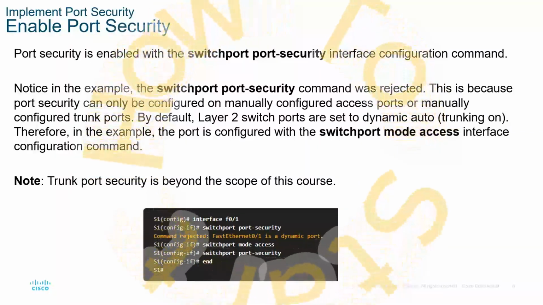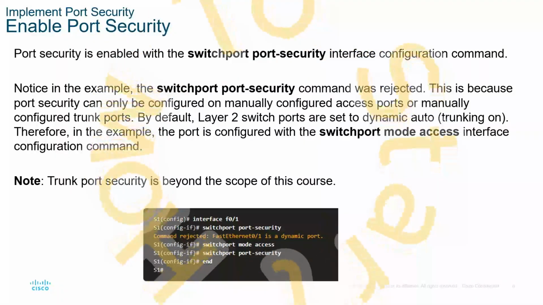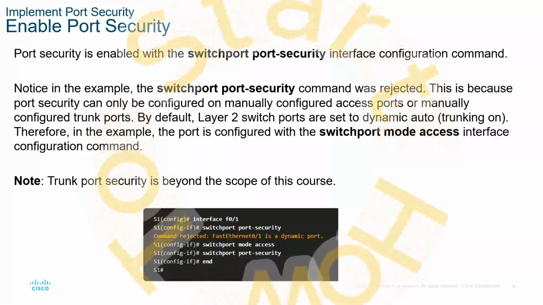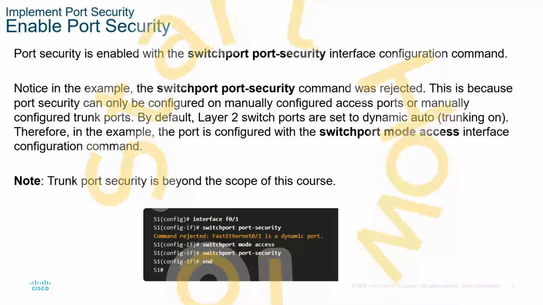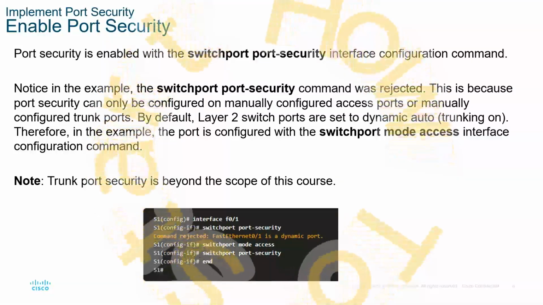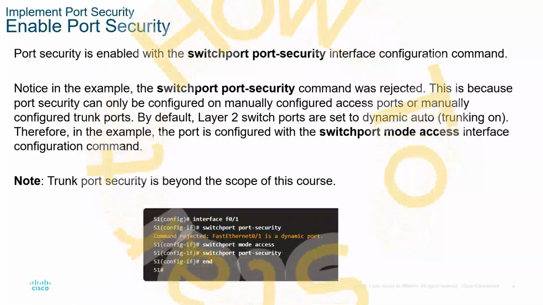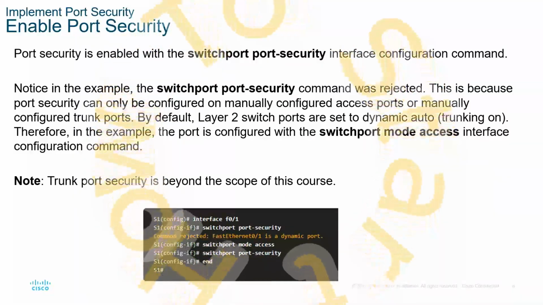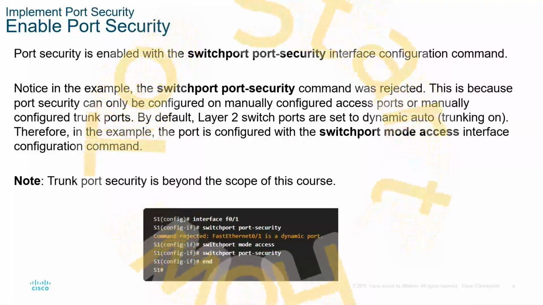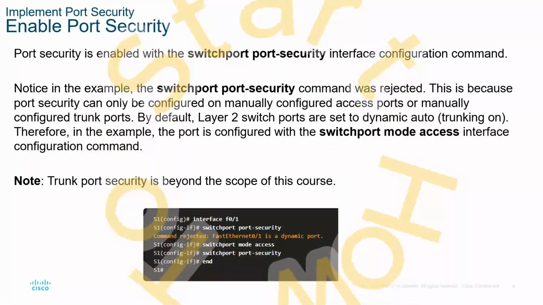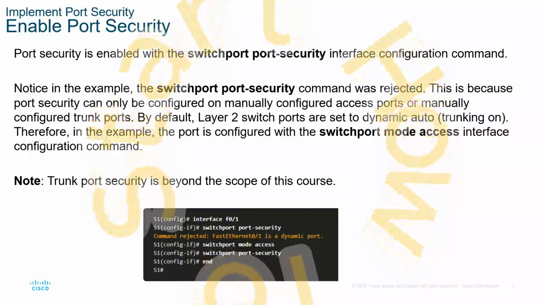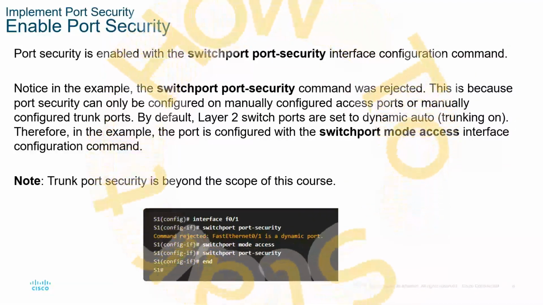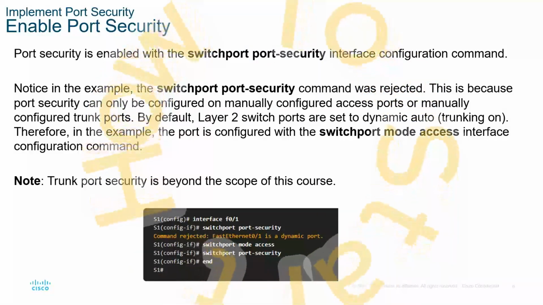How do we enable port security? Well, we have to go to a statically assigned interface, meaning, let's say interface FastEthernet 0/1. We have to hard code it to be an access port, at least in this course. In the higher level courses, you can do this on trunk ports, but again, outside the scope. So what we're going to end up doing is go to the interface and hard code it to access mode.